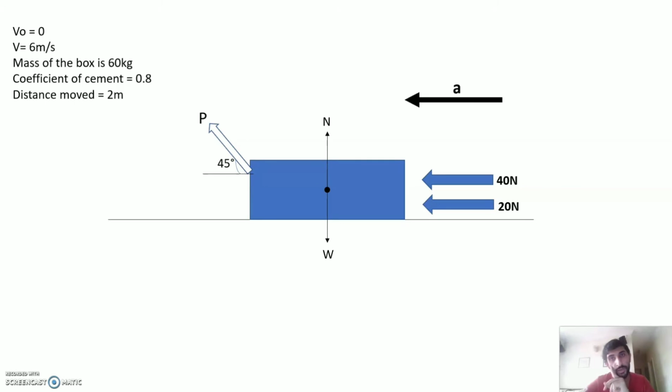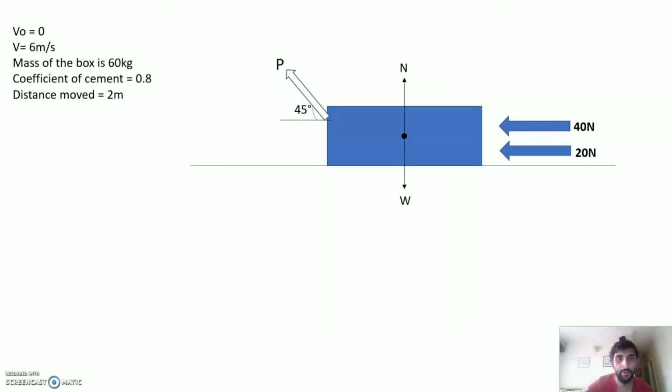Now we're going to need to find the acceleration of the box. To find the acceleration of the box, we're going to use this formula, and by this we can substitute the final v with 6, and the initial v with 0, and the distance with 2. We start substituting to find the final answer, which is going to be a equals 9 meters per second squared.